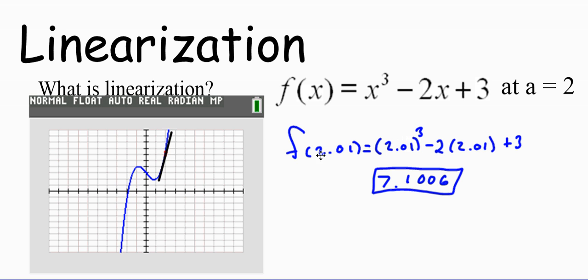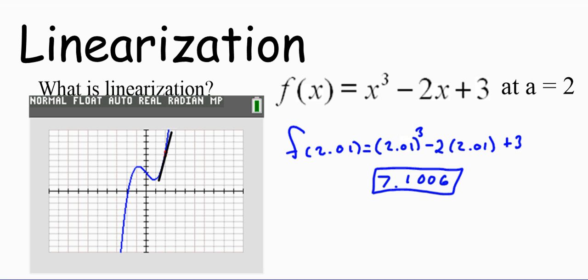So I'm going to pick the closest value next to 2.01, which would be 2. At 2, you can see that the values around 2, those values on the line and the actual function itself, are very, very close. And that is one of the reasons why we're using linearization. If you stick close to the point of tangency, the tangent line, this black line, and the function will have very close values. The farther you get away from that point of tangency, the less accurate that approximation will be between the function itself and the line.